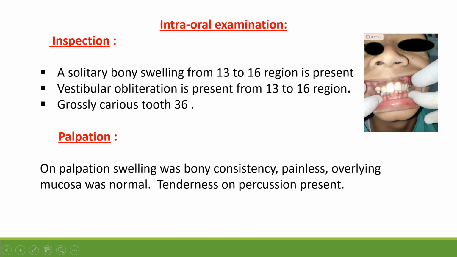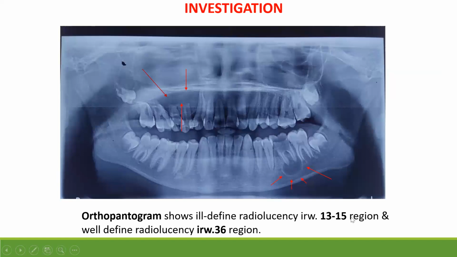On inspection, a solitary bony swelling from 1-3 to 1-6 region is present. Vestibular obliteration was also present. A carious tooth with respect to 3 and a grossly carious tooth with respect to 3-6 were present. On palpation, bony consistency, painless, overlying mucosa normal, and tenderness on percussion was present. On orthopantomogram, ill-defined radiolucency with respect to 1-3 to 1-5 region is present, and a well-defined radiolucency with respect to 3-6 is also present.